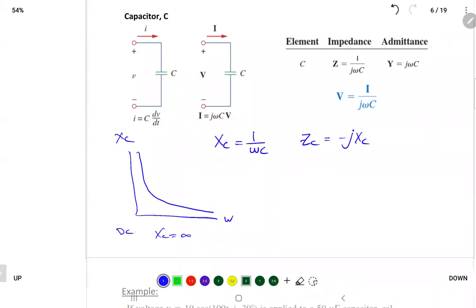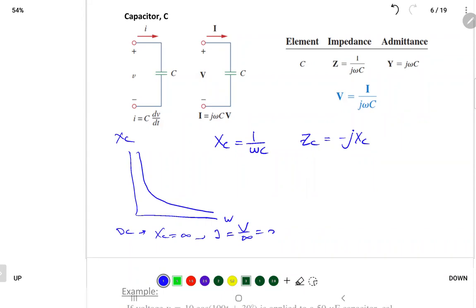When you are working with DC, what does it mean? I equals V over infinity, which is equal to 0. Current is 0. So the capacitor behaves as an open circuit in DC. And at high frequency, it behaves as a short circuit. Why? Because in high frequency, omega is infinity, so 1 over infinity is 0. XC is 0, so it behaves like a short circuit.